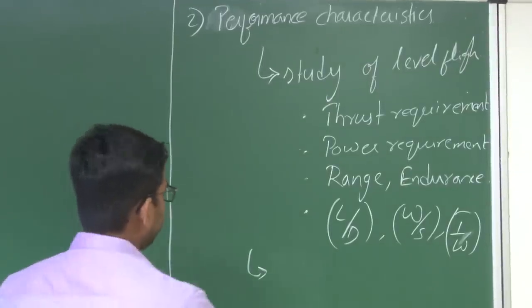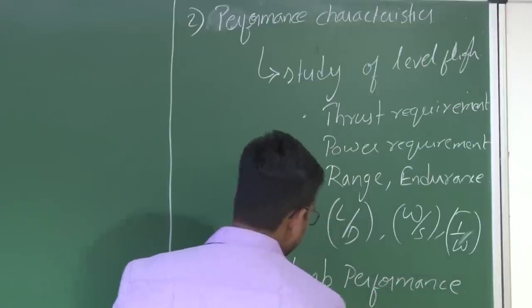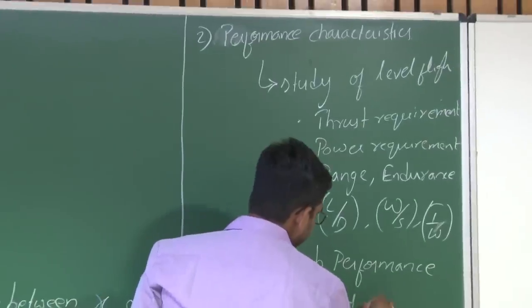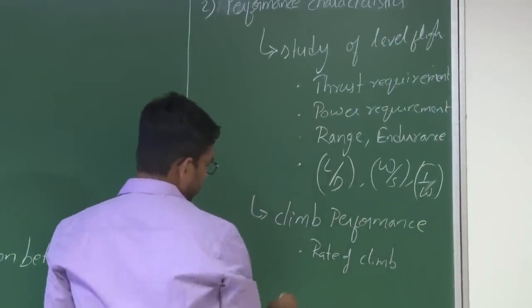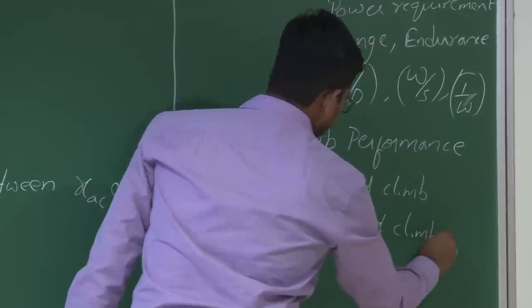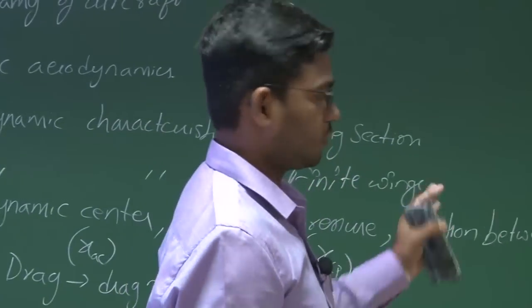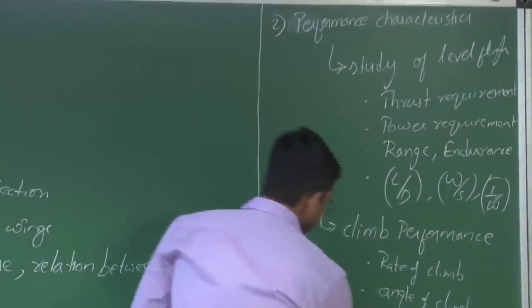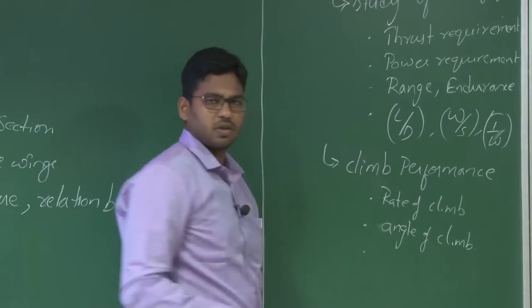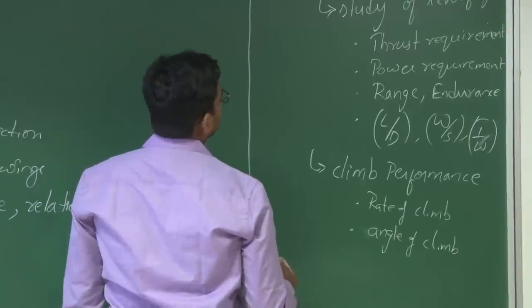And we'll also look at climb performance. It's where we talk about rate of climb and angle of climb. What limits your rate of climb or what limits your angle of climb? For the design that you are going to do, what are the parameters that limit your rate of climb and angle of climb? If we have to know, then we have to study this climb performance. We will look at both steady rate of climb as well as accelerated rate of climb.